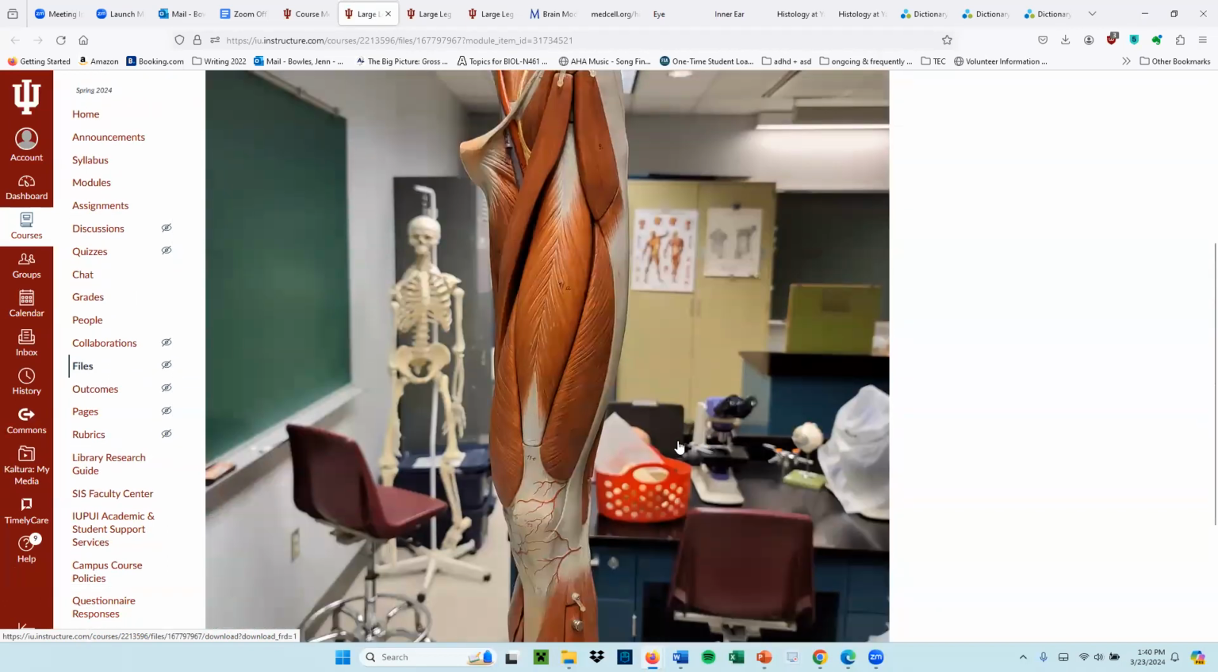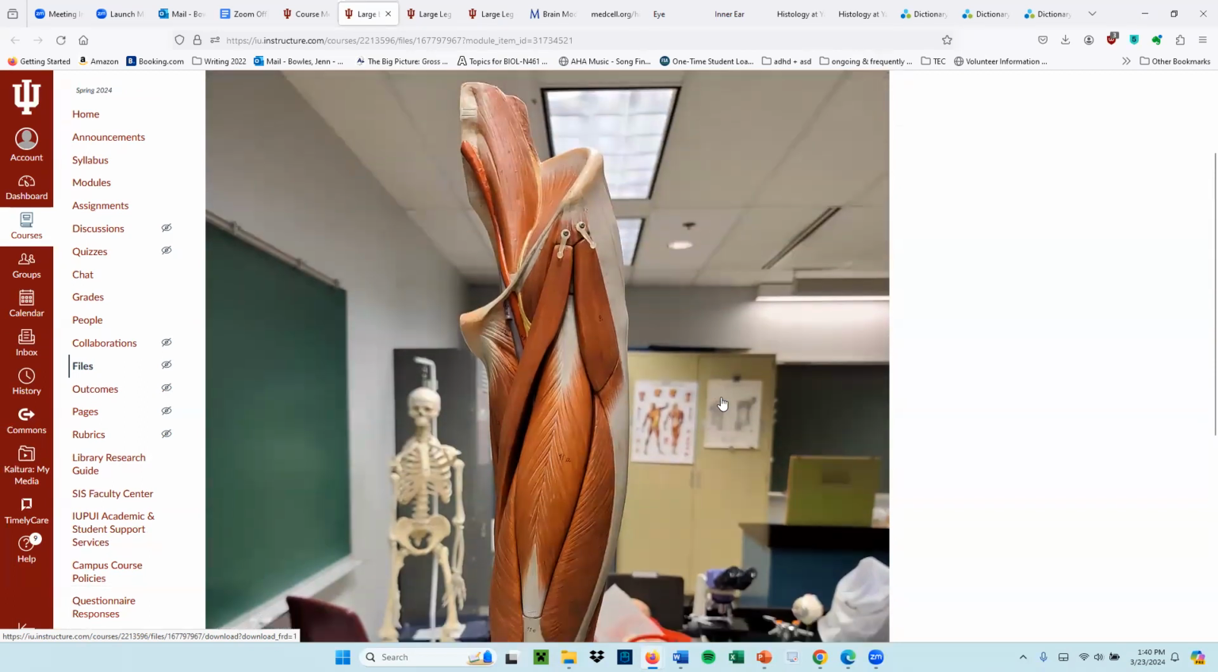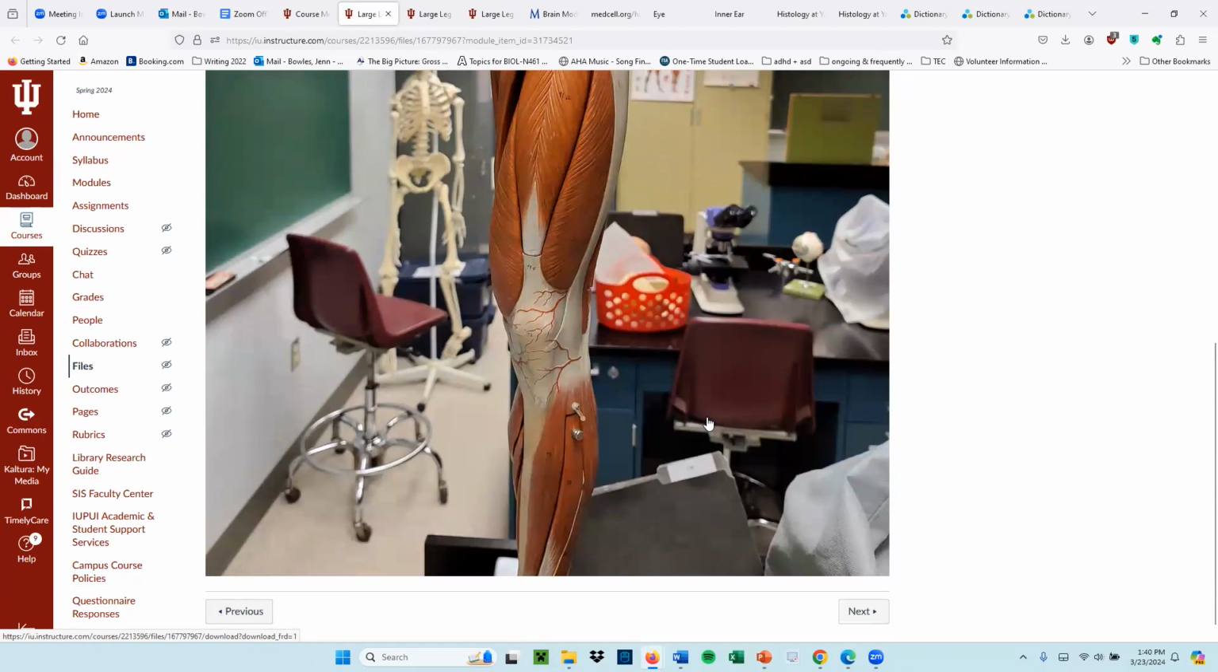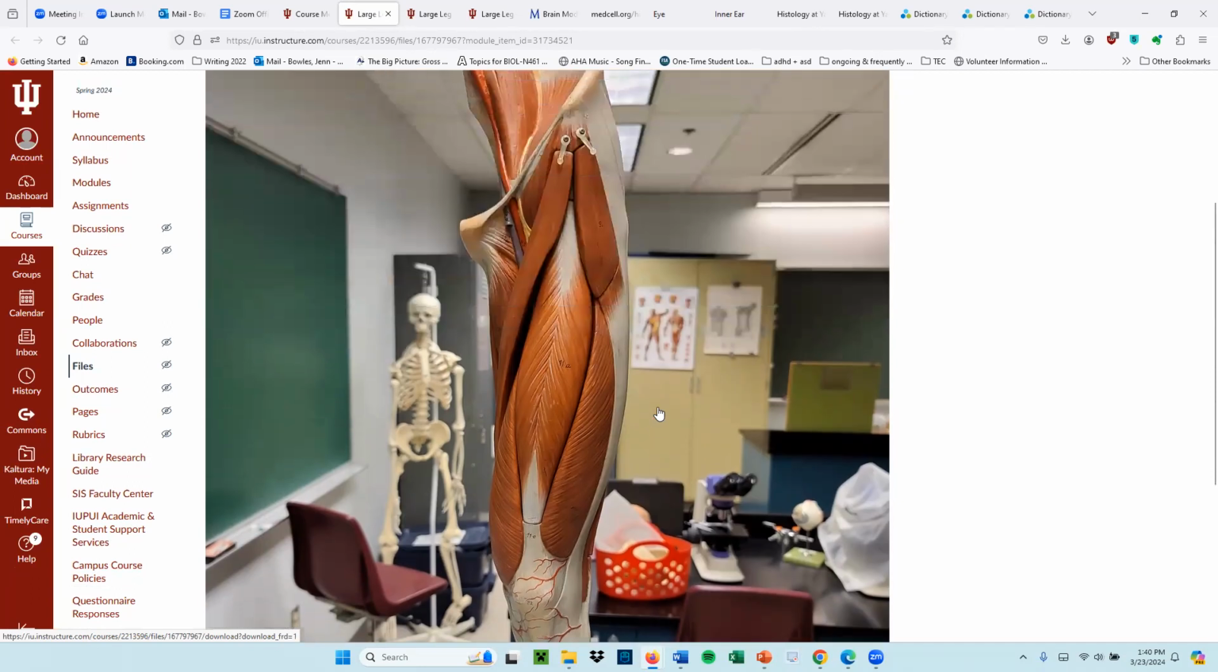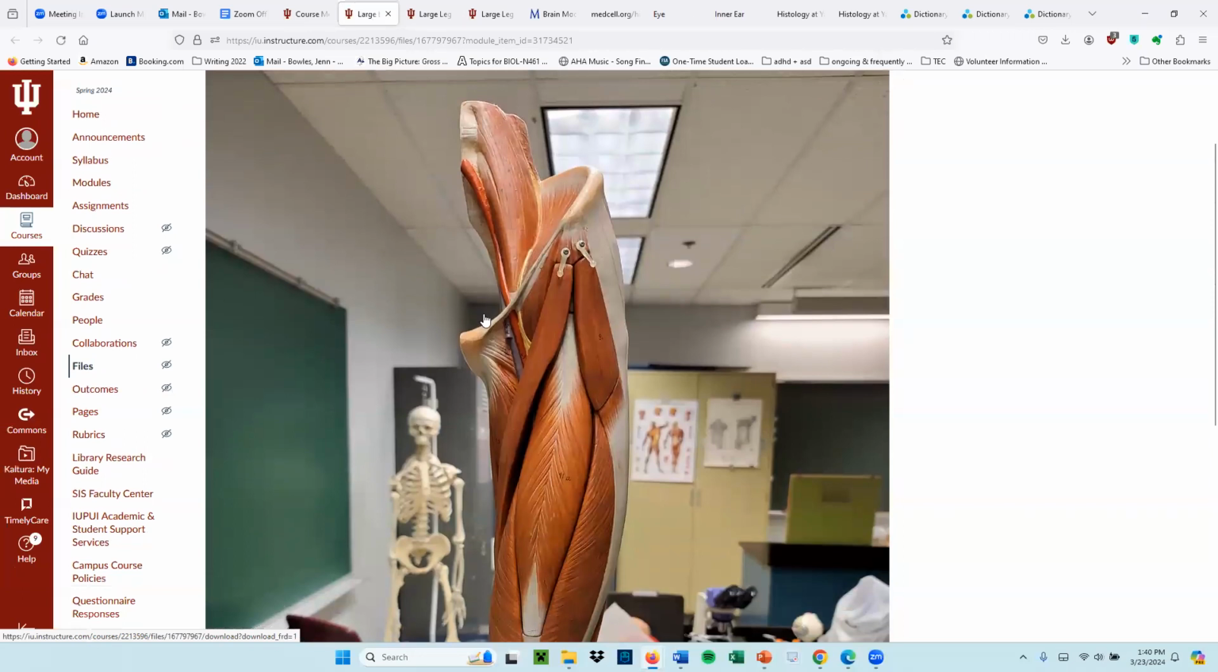So we are in the thigh. This is our thigh and leg model. When you look at this, you might not be sure which side is lateral versus medial. I would start up top. This is the iliac crest of our pelvis. So this is that lateral part of the pelvis, of the ilium specifically.